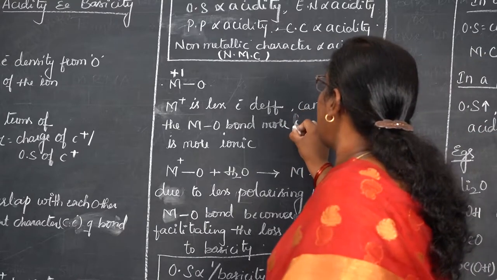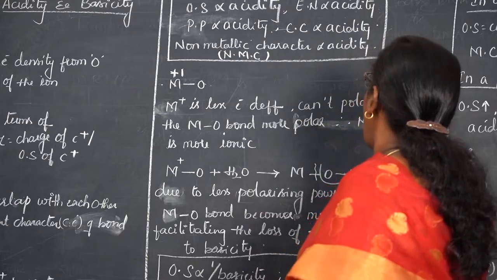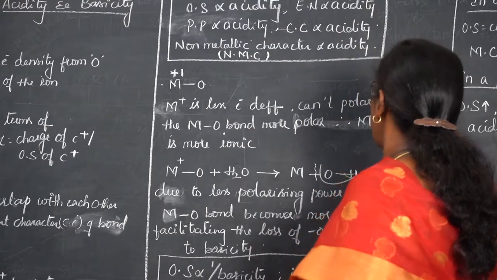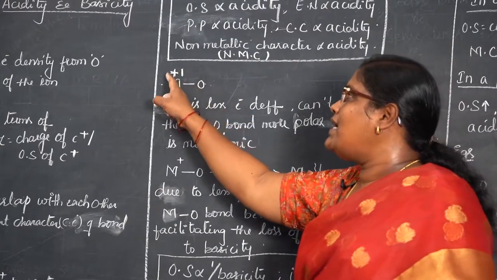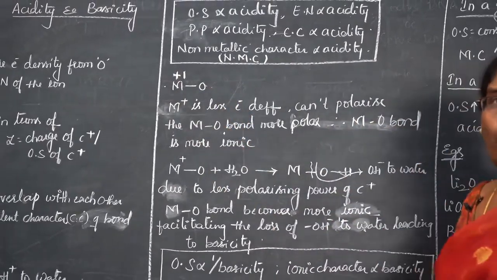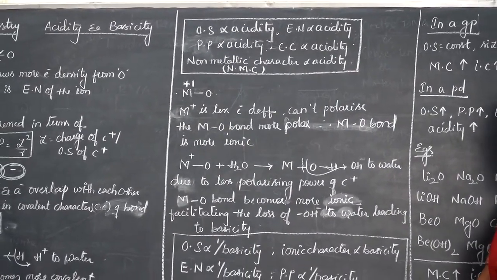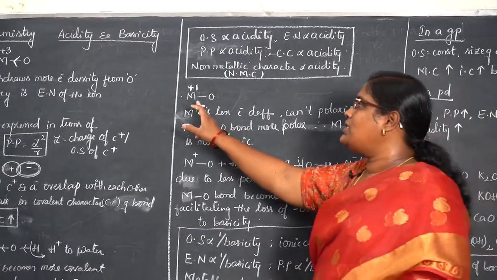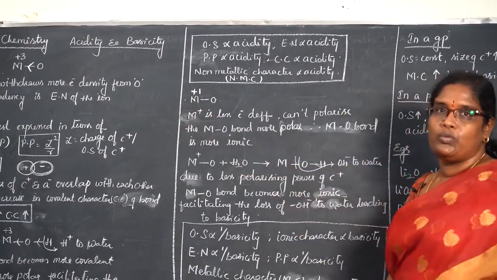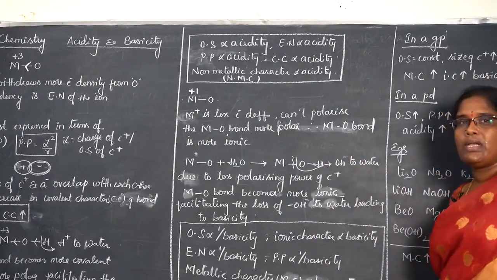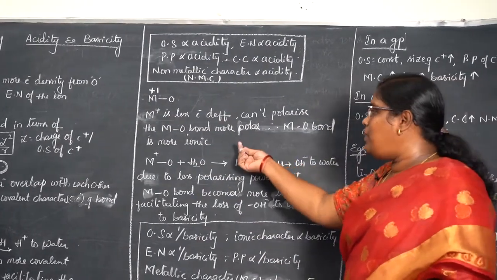The metal oxygen bond becomes more polar, therefore the metal oxygen bond is more ionic. So simply to say, when the oxidation state of the cation is more, covalent character is more, hence acidity will be more. And when the oxidation state of the cation is less, ionic character is more, therefore it will increase the basicity. And how can we explain that?